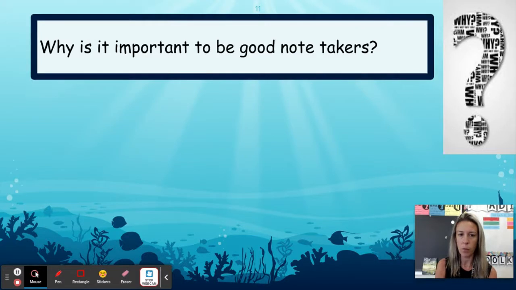But before that, why is it important to be good note takers? It's important to be a good note taker because when you have to go and write a big paper or do a presentation and you've learned a lot of information, sometimes we can forget that information. So it's really important to jot information down so that you can look back at a later time, because I know you haven't forgotten it, but sometimes you just have to see it to remember it.